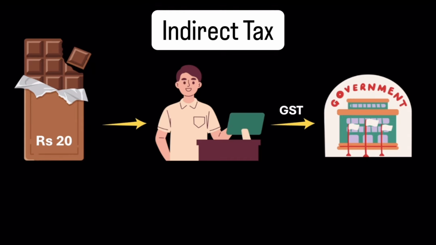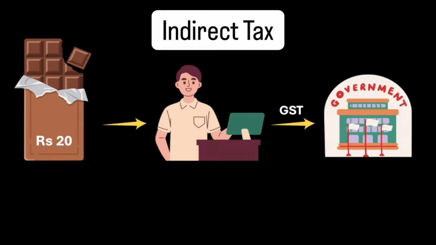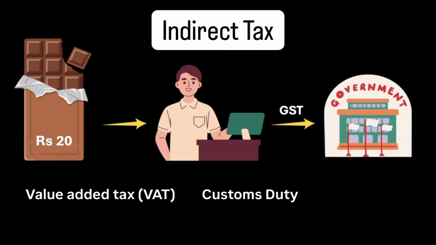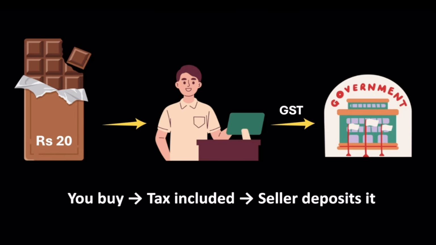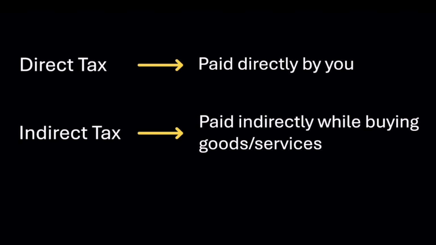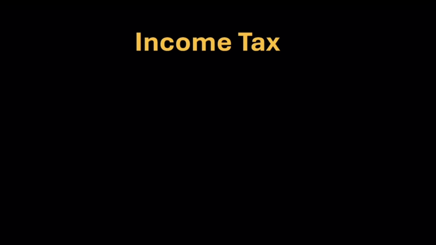Why? Because you don't pay it directly to the government. And the other examples of indirect tax are value added tax, which we call VAT, customs duty, excise duty, etc. So the simple idea is you buy, tax is included in the price, and the seller deposits it. Clear? Now remember this. Direct tax is paid directly by you, and indirect tax is paid indirectly while buying goods and services. Now let's zoom into one very important direct tax, which we call income tax.